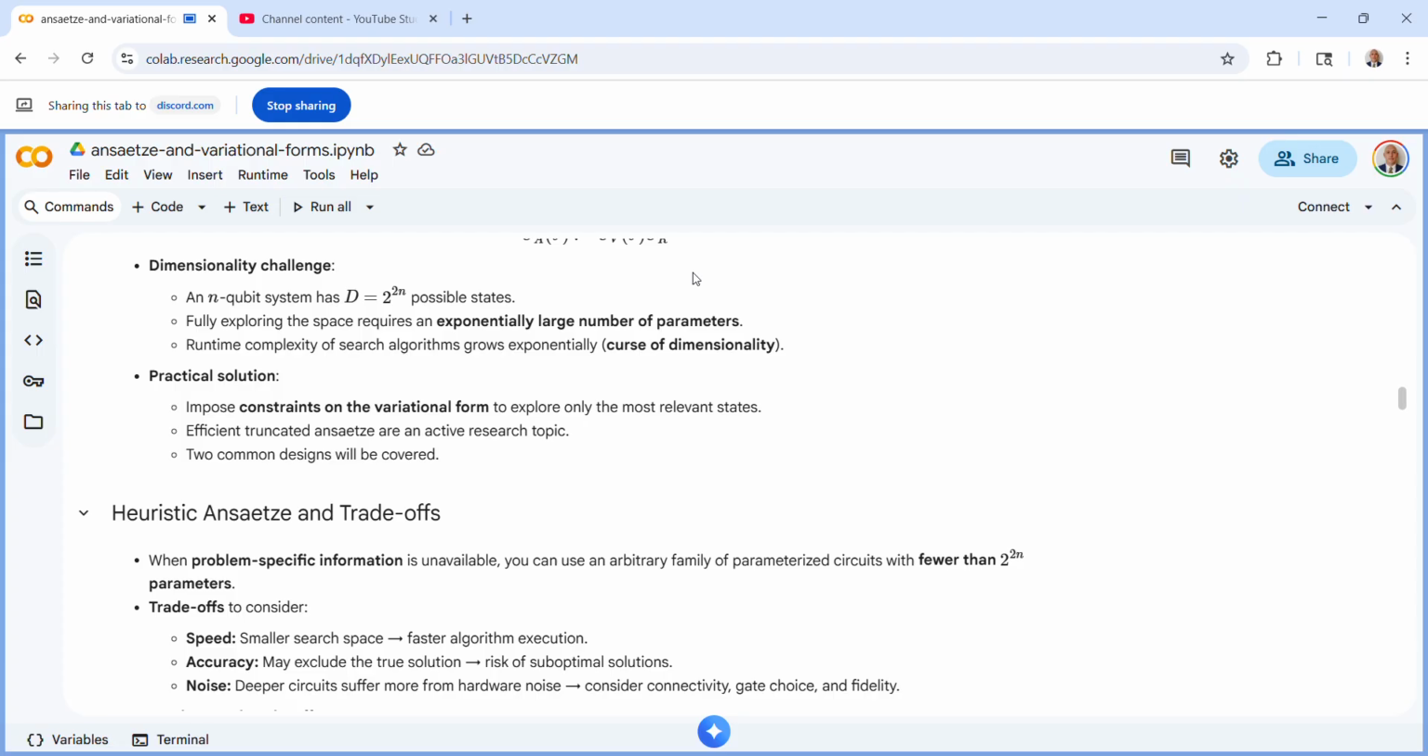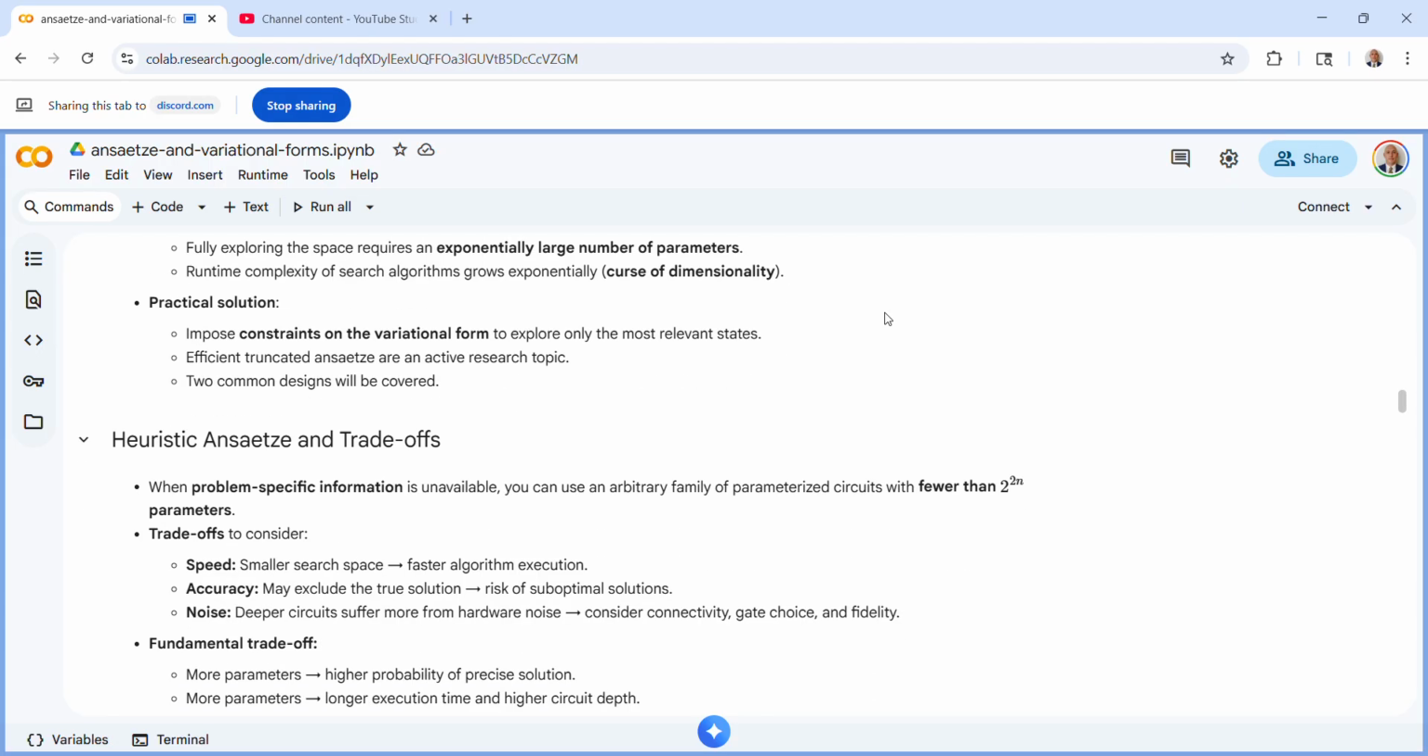So oftentimes we're going to impose constraints on the variational form to only explore the most relevant states. We are going to truncate our ansatz, and we're going to take a look here at some of the common designs that we get into.